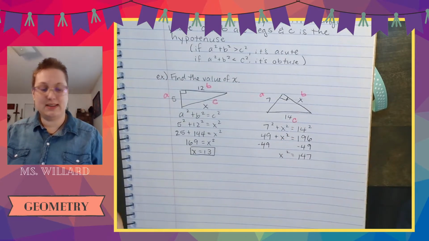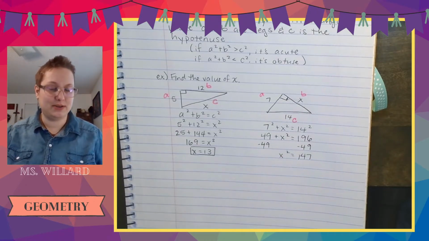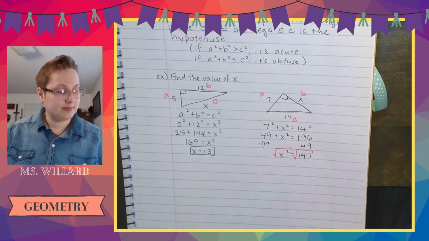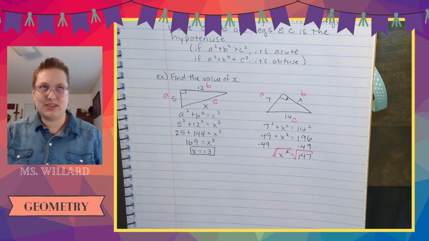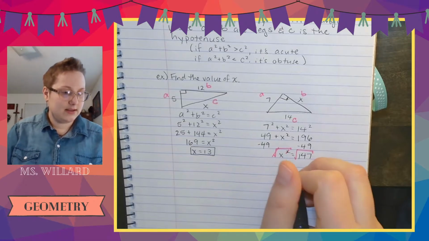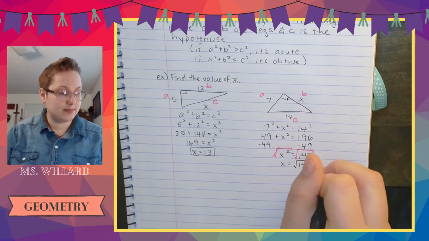So let's talk about how to find this, because I'm going to do the square root. This is something that maybe Algebra 1 or Algebra 2 taught you. To undo a squared, we do a square root. That's the opposite. That cancels that. We've kind of done this with the distance formula, and it's the same. So x equals whatever the square root of 147 is.